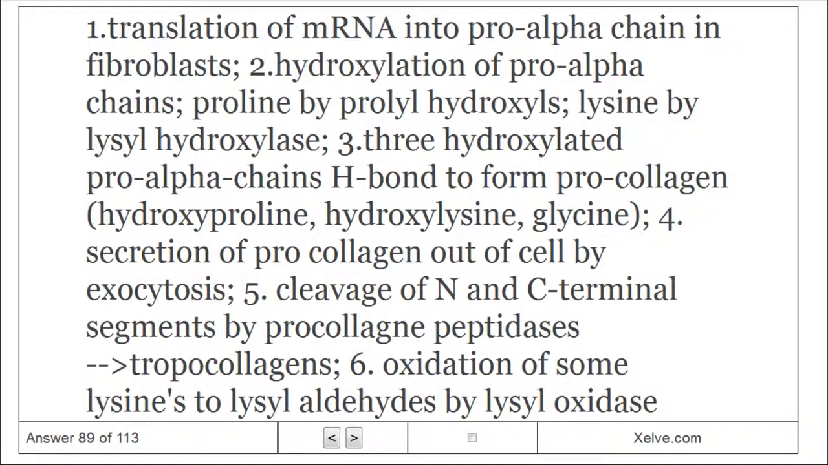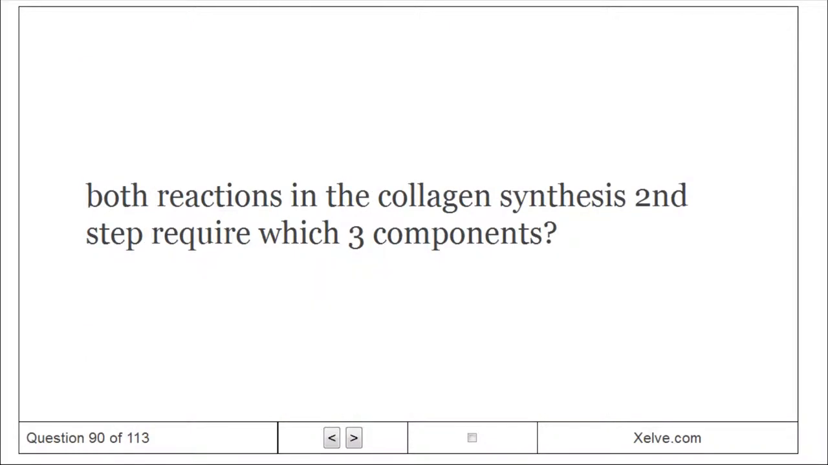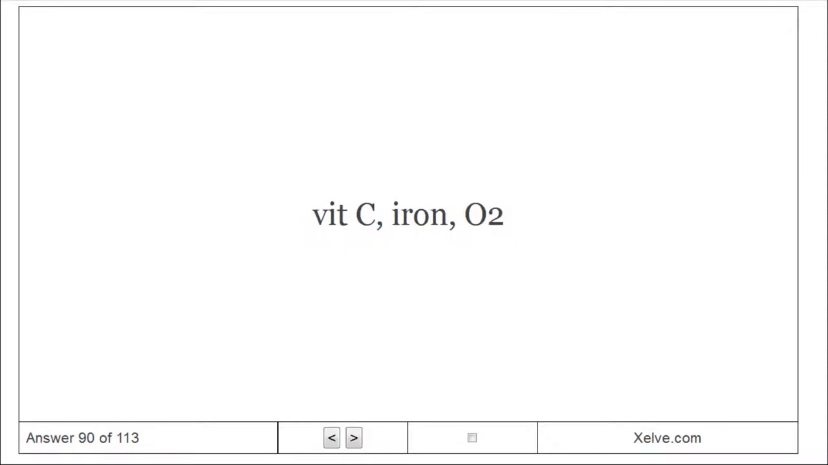4. Secretion of procollagen out of the cell by exocytosis. 5. Cleavage of N and C terminal segments by procollagen peptidases to tropocollagens. 6. Oxidation of some lysines to lysyl aldehydes by lysyl oxidase. Both reactions in the second step require which three components? Vitamin C, iron, O2.